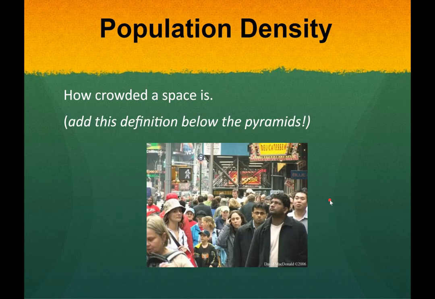So population density, again, when we're talking about population growth, so density, basically how crowded a space is. And we can drop this definition just below our pyramids of Afghanistan and the United States. So population density, basically how many people are there within a certain space? How crowded is it?